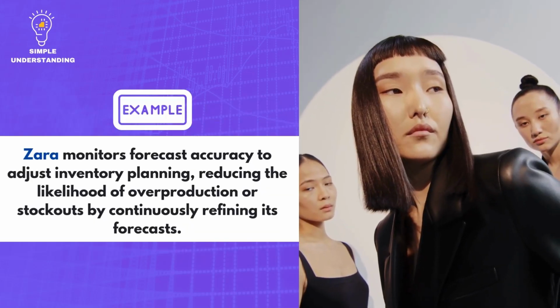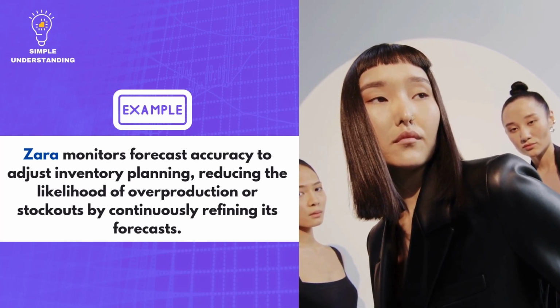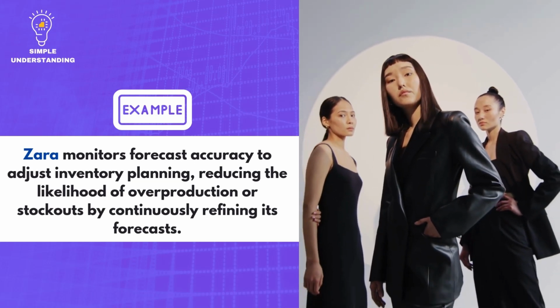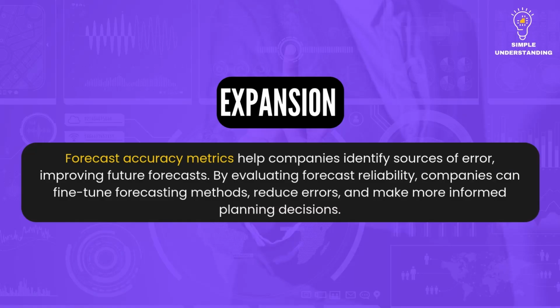Real company example. Zara monitors forecast accuracy to adjust inventory planning, reducing the likelihood of overproduction or stockouts by continuously refining its forecasts. Expansion. Forecast accuracy metrics help companies identify sources of error, improving future forecasts. By evaluating forecast reliability, companies can fine-tune forecasting methods, reduce errors, and make more informed planning decisions.